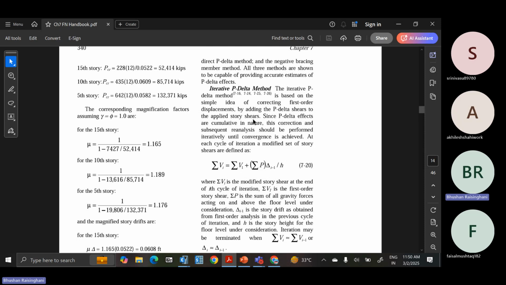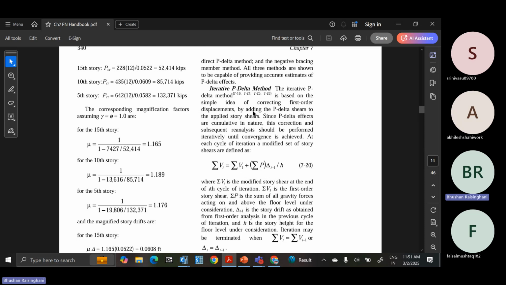Now, what is the second order displacement? When we apply the displacement of the frame, the column is shifted from point A to point B, and then we do the analysis. That is the condition we are considering for second order. For first order, the column is straight, and we are analyzing it. So we add the P delta shear to the applied story shear. The moment is converted into a shear, and then it is applied for each story.